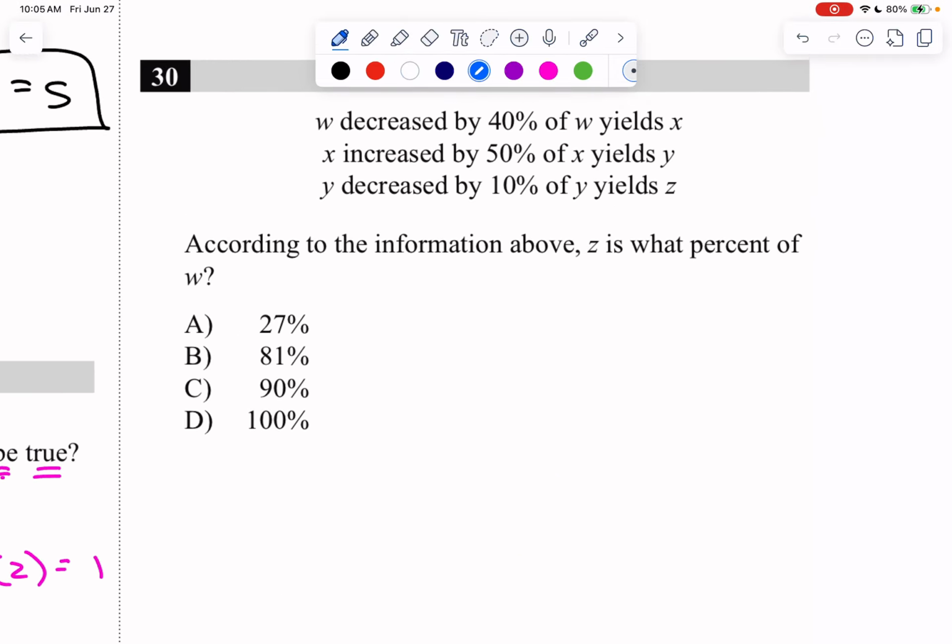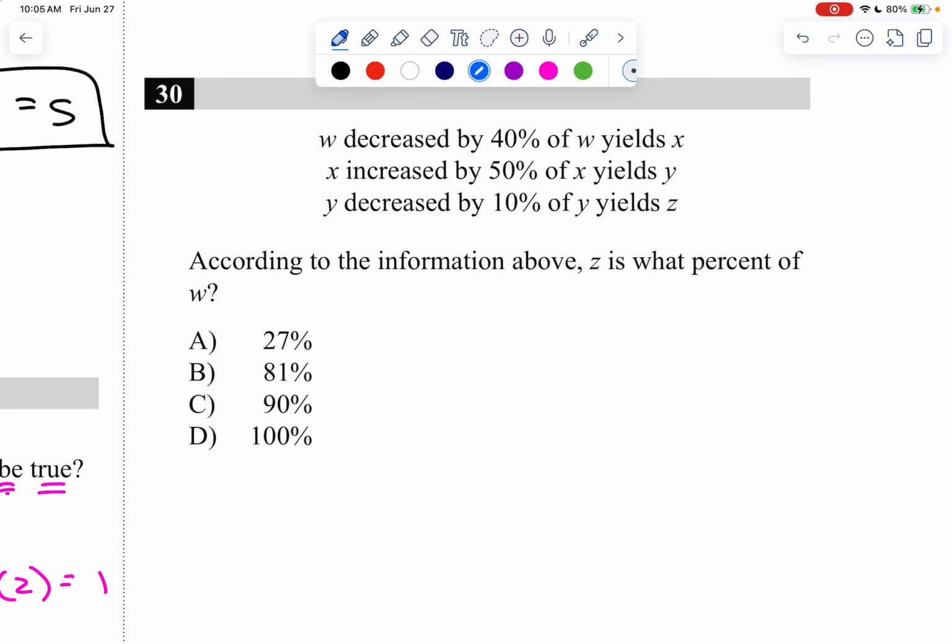All right, for our last one here, we see W decreased by 40% of W yields X. X increased by 50% of X yields Y. Y decreased by 10% of Y yields Z. According to the information above, Z is what percent of W?